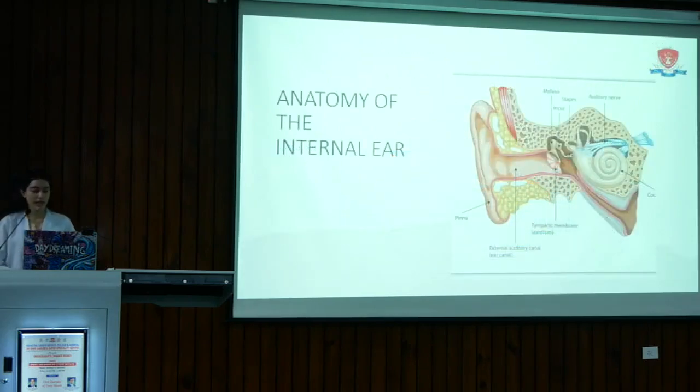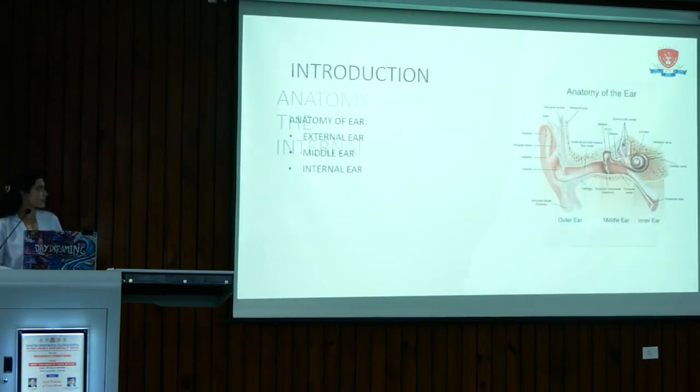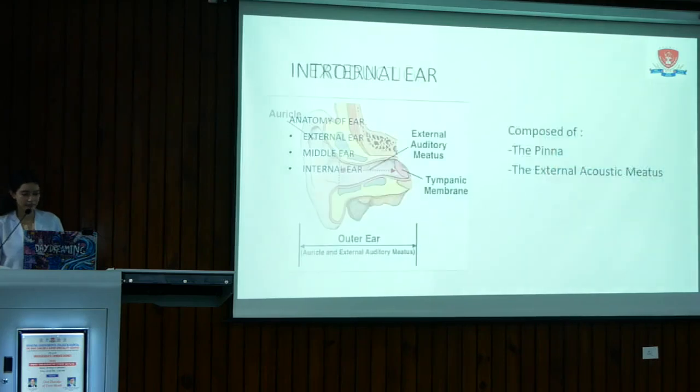Before starting with the anatomy of the internal ear, let us acquaint ourselves with the anatomy of the ear and the different parts of the ear. The ear is the organ for hearing and is responsible for maintaining the balance and the equilibrium of the body. The ear is composed of three parts: the external ear, the middle ear, and the internal ear.